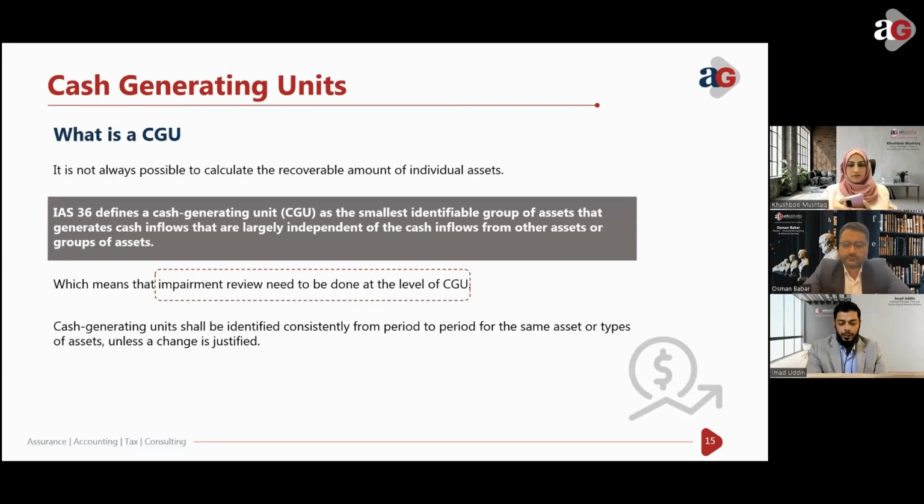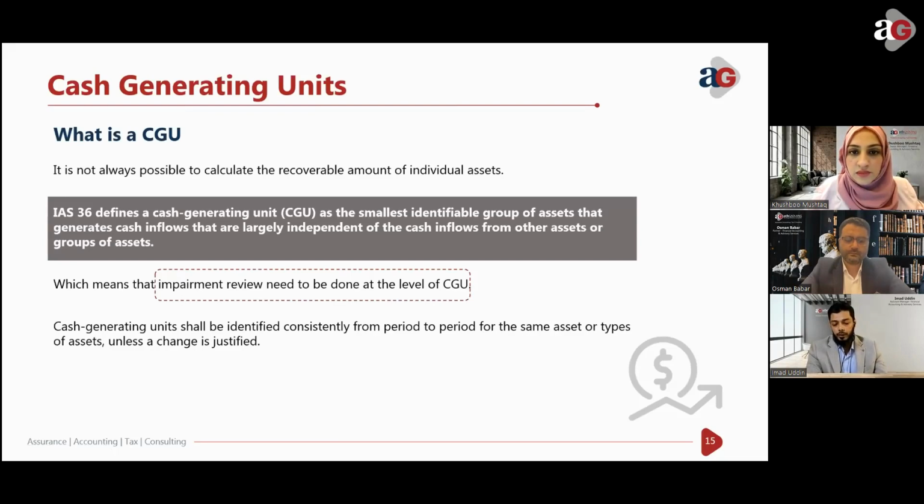So cash generating units: once you have defined a cash generating unit as a group of assets and identified which assets will go into that CGU, in the next year you cannot change the CGU unless you have different operations, a different plan, or a restructuring within your business that justifies the reorganization or redefinition of a CGU. So whatever CGU you decide, you have to apply it on a consistent basis.